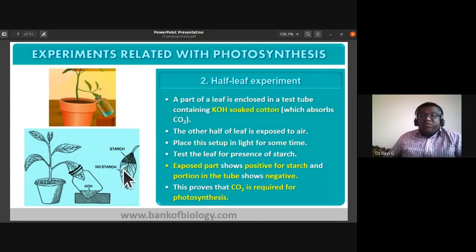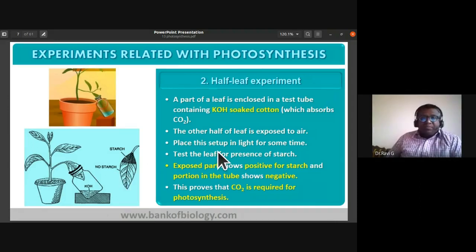The leaf which was exposed to sunlight but had no carbon dioxide could not synthesize starch, whereas the leaf which was exposed to sunlight and to carbon dioxide showed synthesis of starch, and when tested with iodine they reacted to it. So they showed positivity for the starch test, whereas the leaf which was within this reagent bottle or test tube did not exhibit this positive. They were negative for the starch test, so they did not react with iodine.